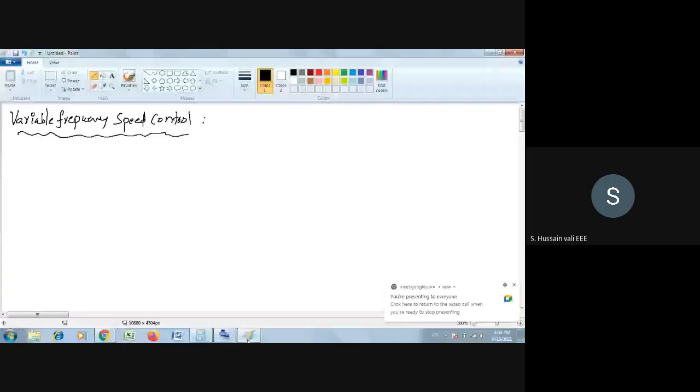Stator voltage control. Okay, so now today's class we will see variable frequency speed control. In the sense we will vary the frequency, and by varying the frequency, we will vary the speed of the induction motor. Okay, that is the objective here. So first we must know what is the relationship between frequency and the speed.